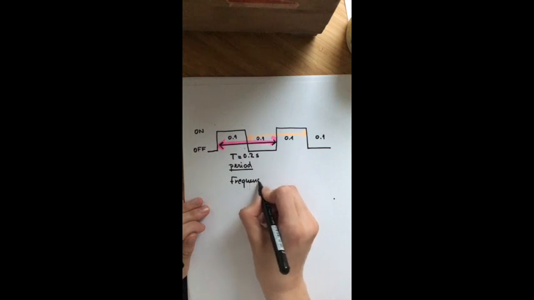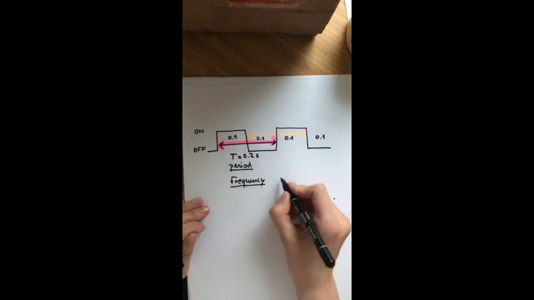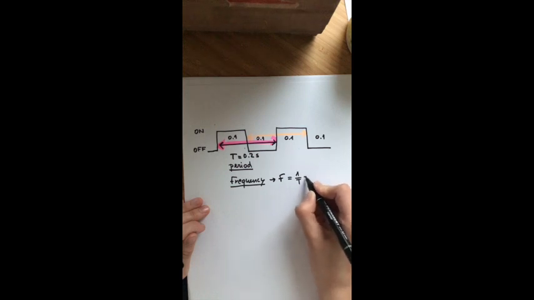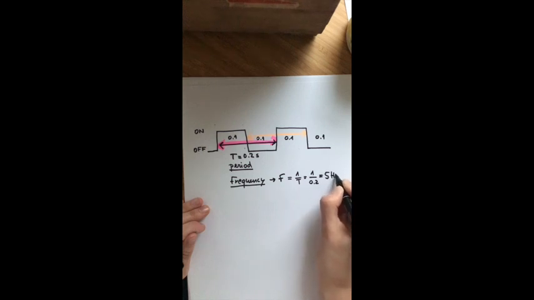Frequency is how many periods are repeated per second. It is described by the small letter f. In our case, the frequency is 5 Hz. In other words, our period will be repeated 5 times within 1 second.